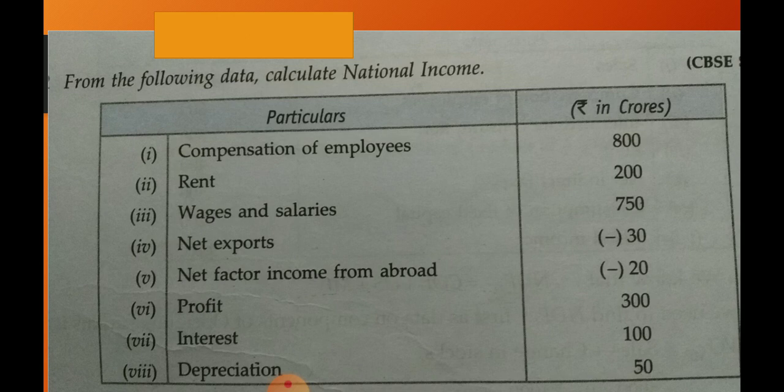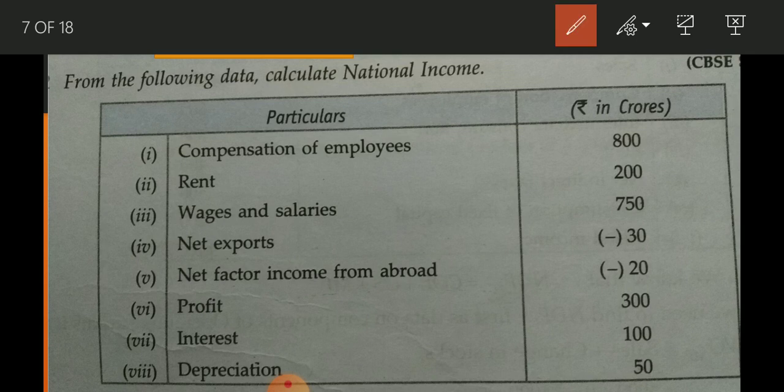Okay student, in this question compensation of employees is given as 800. Rent is given 200, wages and salary is given 750, net export is given -30, NFIA is given -20, profit is given 300, interest is equal to 100 and depreciation is 50. When you are solving a question, don't look at each and every particular. First of all, note down the equation and then, according to that, note down the values of those items.